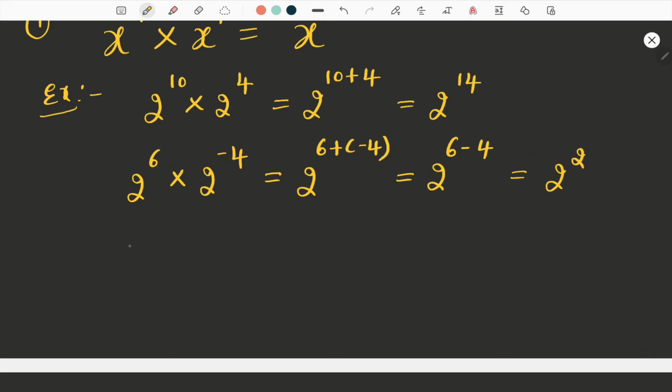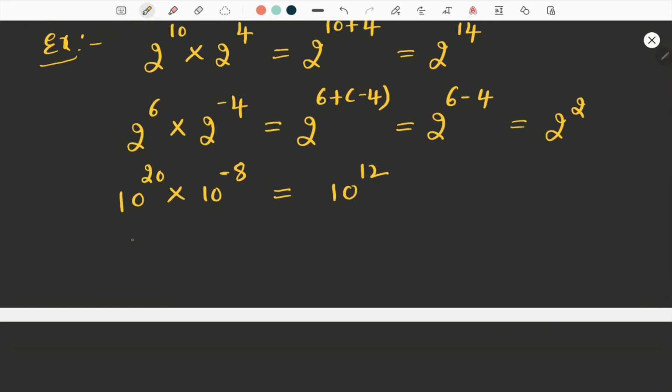Similarly, for example, 10 to the power 20 into 10 to the power minus 8, if it is given, directly you can write 10 to the power 12. Easily you can do this, 20 minus 8. Actually, how does it become? 20 plus of minus 8 means ultimately it becomes 20 minus 8, and 20 minus 8 is 12.